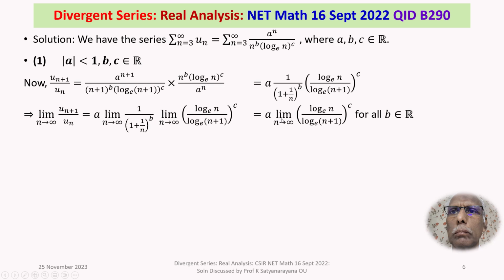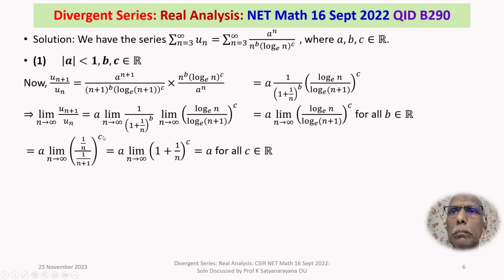The limit gets inside, and the limit of this one is of the infinity by infinity form. To evaluate it, we utilize L'Hopital's rule. Limit n tends to infinity of 1 by n divided by 1 by n plus 1, to the power c, and that is equal to a times the limit, which is 1, and the answer is a for all c belongs to R. This is for all c belongs to R, and the above one for all b belongs to R.